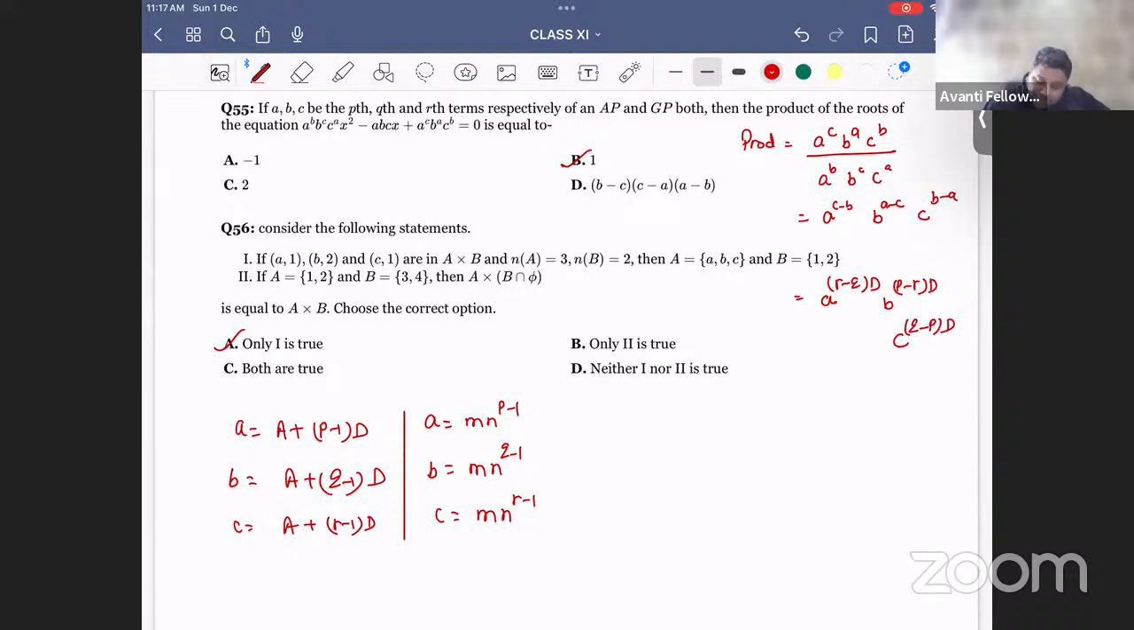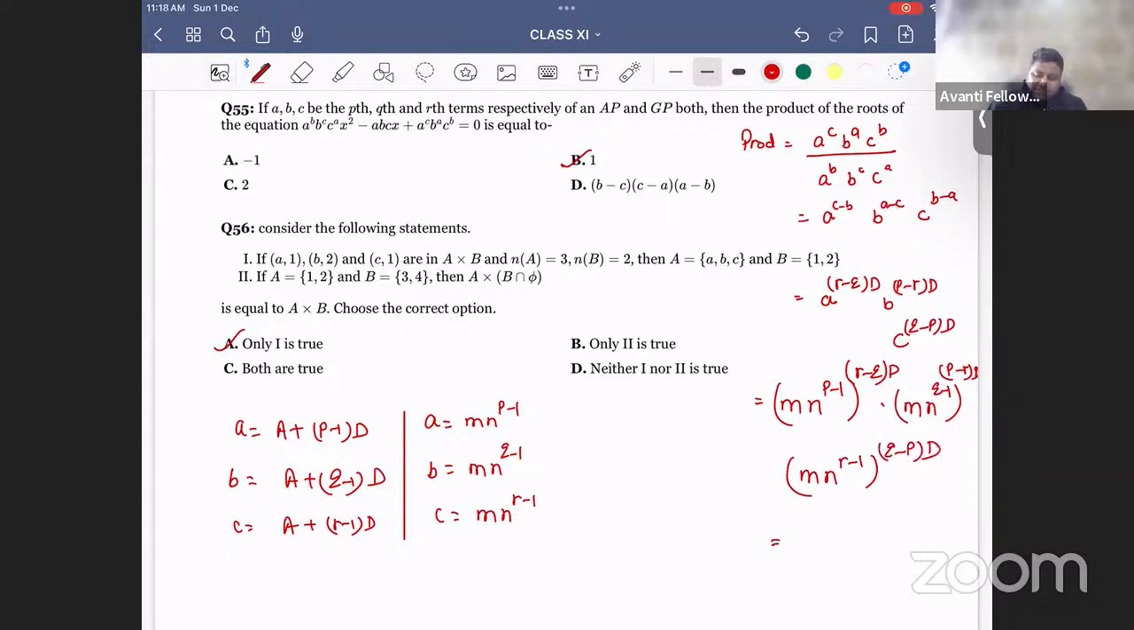Now replace the values of a, b, c from here. So a is what? (mn to the power p minus 1) whole to the power (r minus q) into d, into (mn raised to the power q minus 1) to the power (p minus r) into d, and c, that is (mn raised to the power r minus 1) to the power (q minus p) into d. If simplified, everything will cancel, you will get 1. Got it?